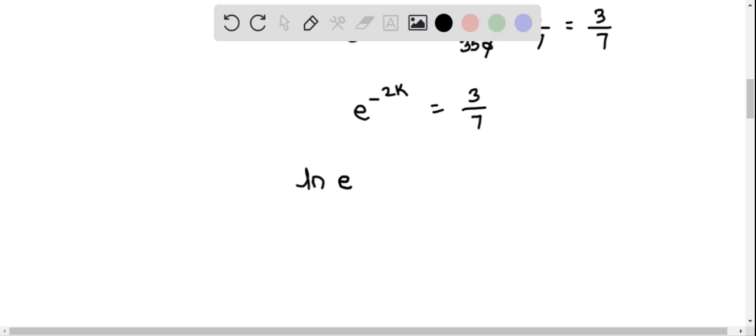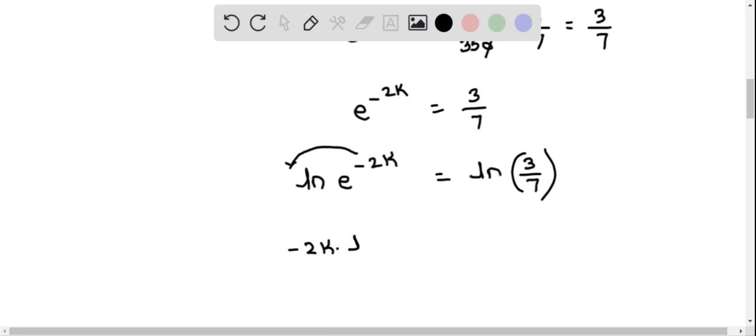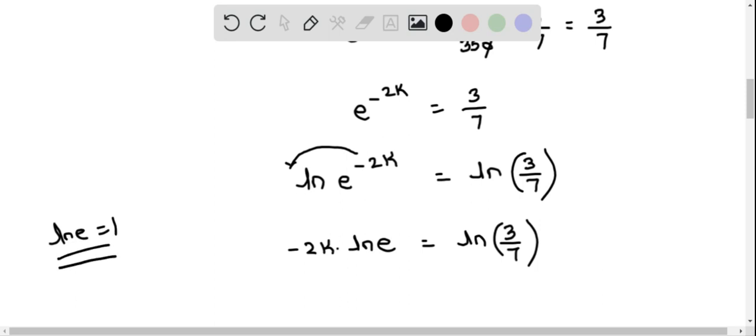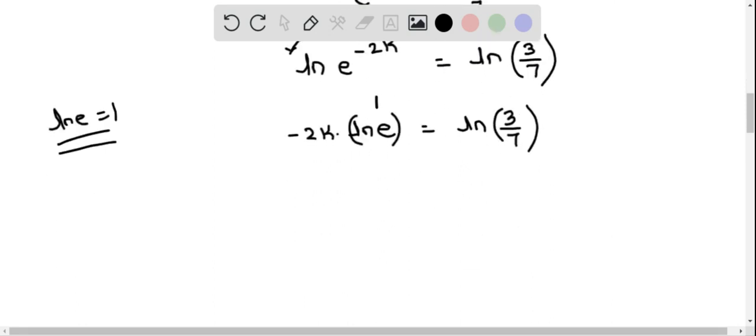Therefore, we get natural logarithm of e raised to the power of negative 2k equals natural logarithm of 3 sevenths. And using the property of natural logarithm, we can bring this power of e, which is negative 2k, in front, and then times natural logarithm of e. This equals natural logarithm of 3 sevenths. And we know that natural logarithm of e equals 1. So this simply reduces to 1. And on the left side, we will have negative 2k, and this equals natural logarithm of 3 sevenths.